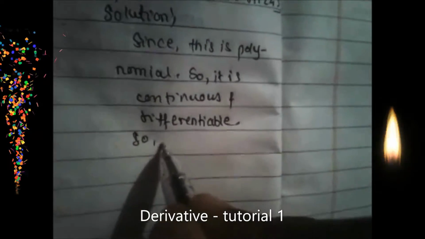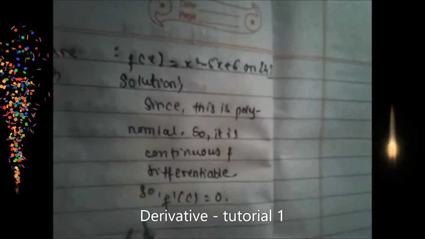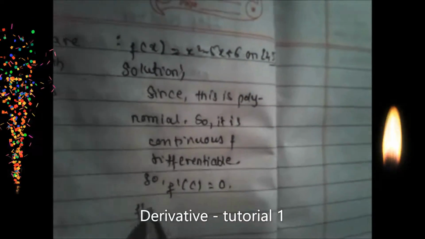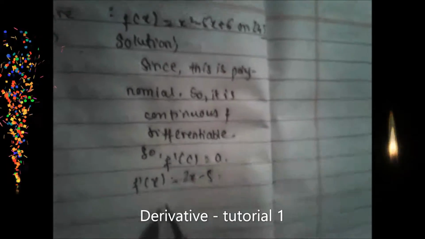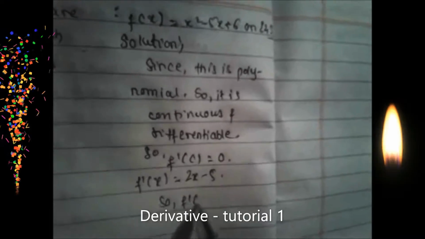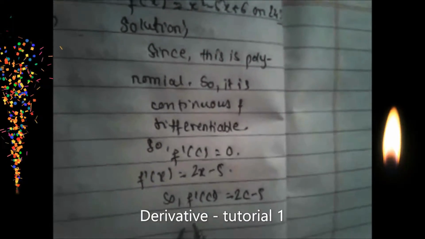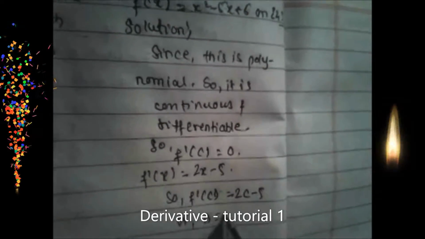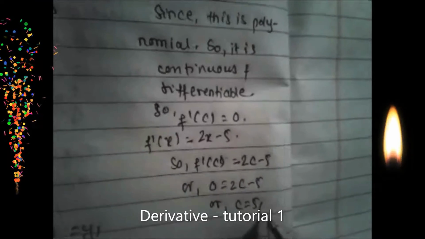So f dash c is equal to 0. We have to find the first derivative of f(x). f dash x is equal to 2x minus 5. So f dash of c is equal to 2c minus 5, or 0 is equal to 2c minus 5, or c is equal to 5 by 2.